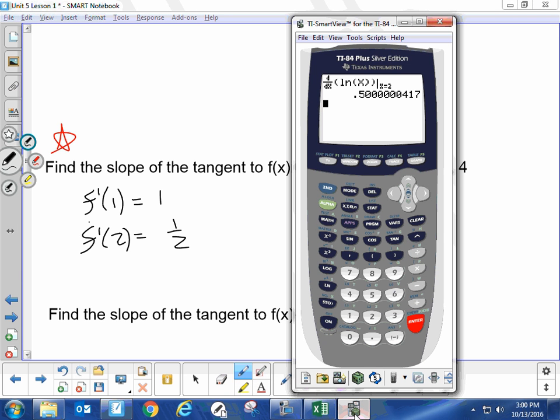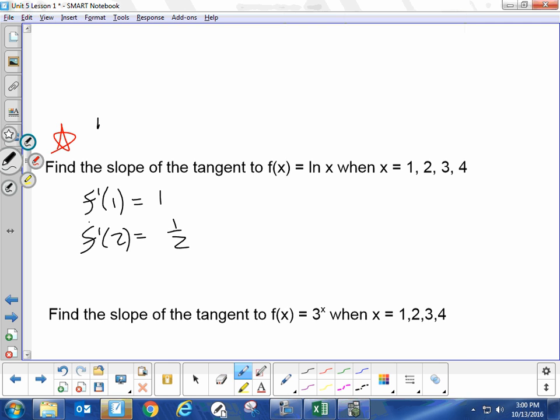Now, you nDeriv users, you'll type this in: your function, comma, with respect to x, comma, the value at which you wish to find the derivative. Okay? So let's find the derivative at 3 and 4, whichever method you choose.